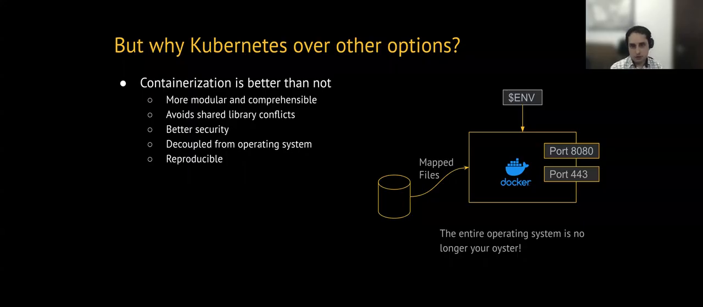So you might ask the question, why Kubernetes over other options, such as, for example, Ansible? So we think the main reason goes back to containerization itself. Containerizing applications offers significant benefits over the alternative, which is to treat your entire operating system as your oyster.